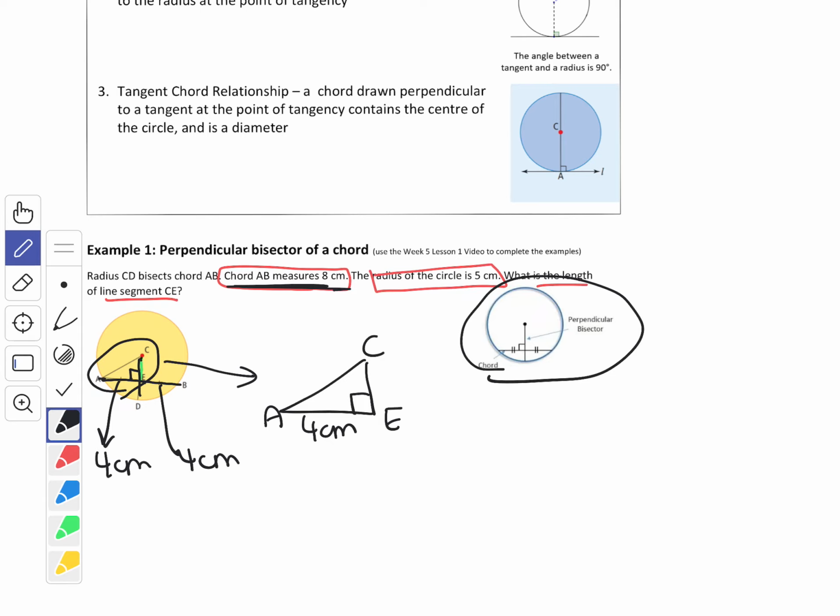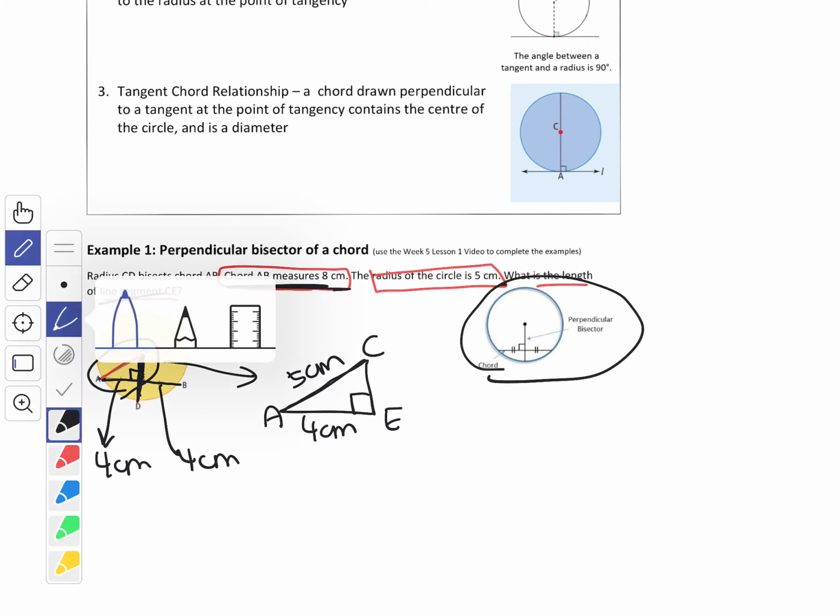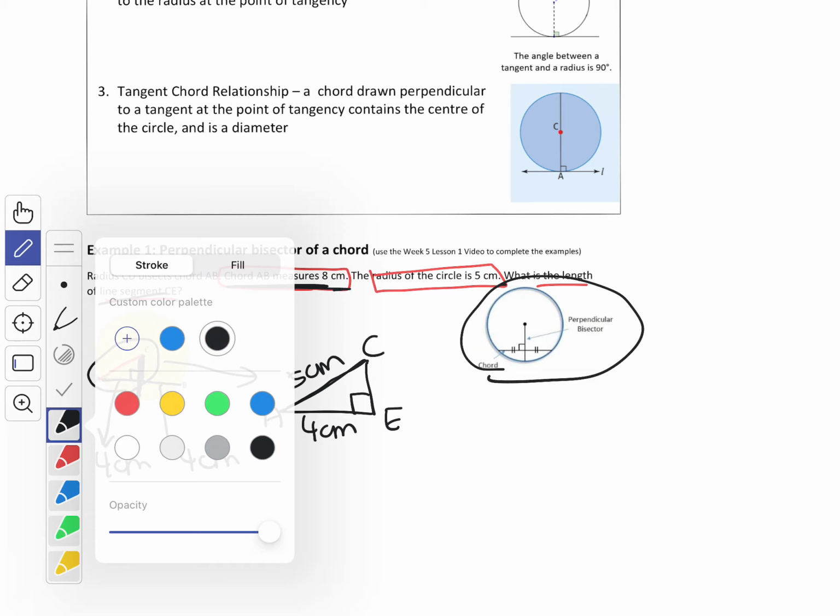And then it also says that the radius of the circle is 5 centimeters. The radius is half the circle, so it is C to D, but it's also C to A. Those are both radii of the circle. So our C to A is our radius, meaning that this is 5 centimeters. And our question asks, what is the length of the line segment CE? Although we know that CED, this whole thing, adds up to 5, we don't know what CE is. But we can find that out because we have a right triangle right here with one unknown side.